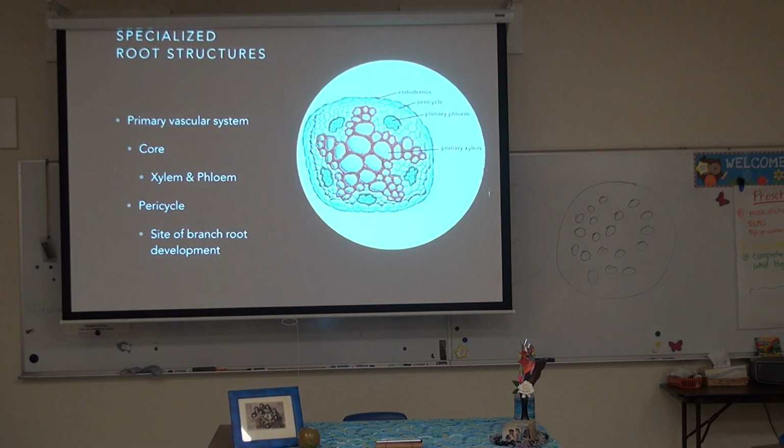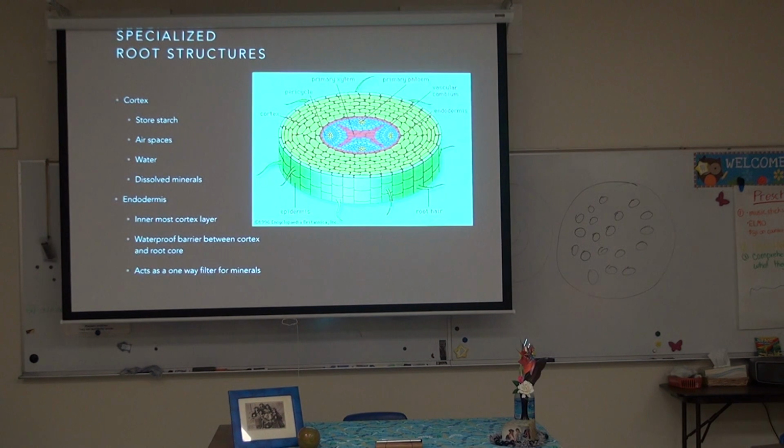Well, I have a question on that last one. You say it's a waterproof barrier, then how does the water get into the xylem and the phloem in the center if it's not allowing water to go into there? Osmosis. Okay, but osmosis, okay. It's going from there through.